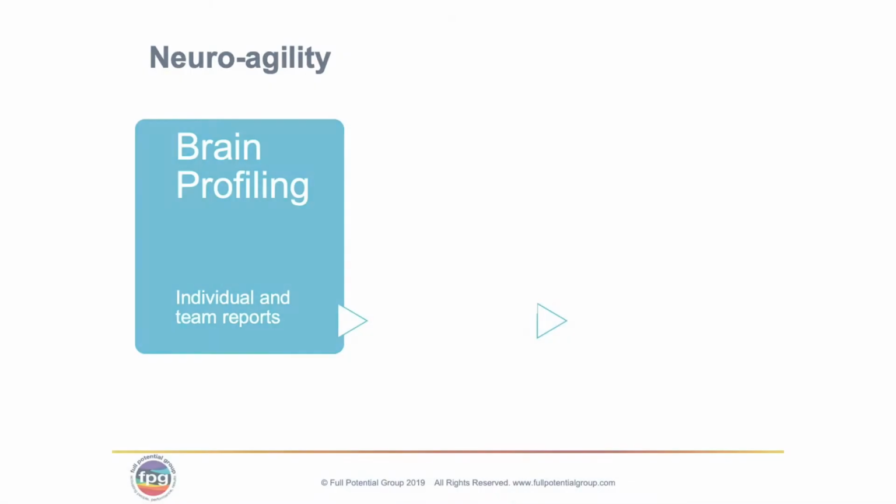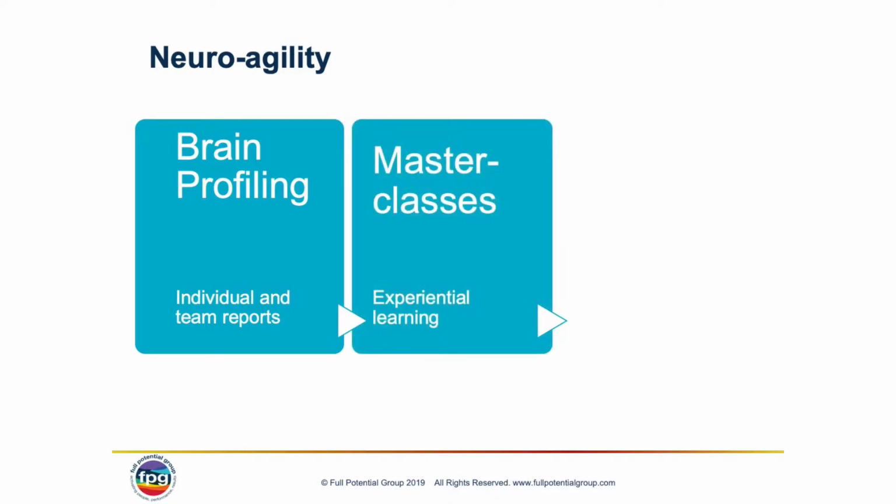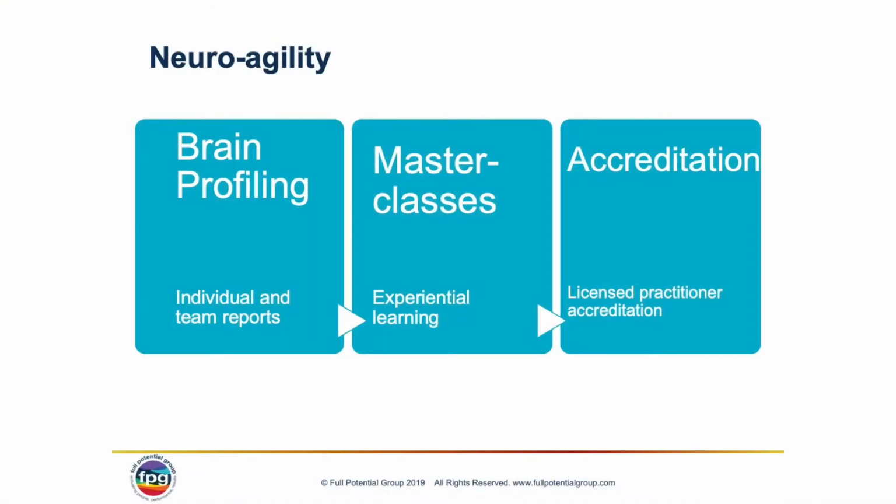Full Potential Group offers a variety of ways that you can really explore neuro-agility in your organisation. One is to do neuro-agility brain profiling, and that could be for individuals or for teams. Secondly, we can run neuro-agility masterclasses to help people understand experientially how to boost their brain power and their neuro-agility levels. And then thirdly, we can train internal practitioners, so you can become accredited to actually run all the brain profiling and teach all the masterclasses yourself without needing to rely on Full Potential Group.